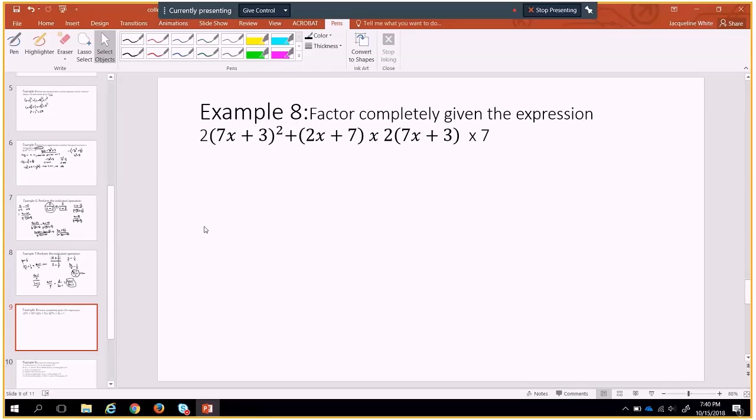Example number 8. Almost getting there, guys. So it says, factor completely given the expression 2 times 7x plus 3 squared plus 2x plus 7 times 2 times 7x plus 3 times 7, right? That was a fancy x right here. That's just a multiplication sign. Couldn't really find this plain old x in that time, so I just used that.